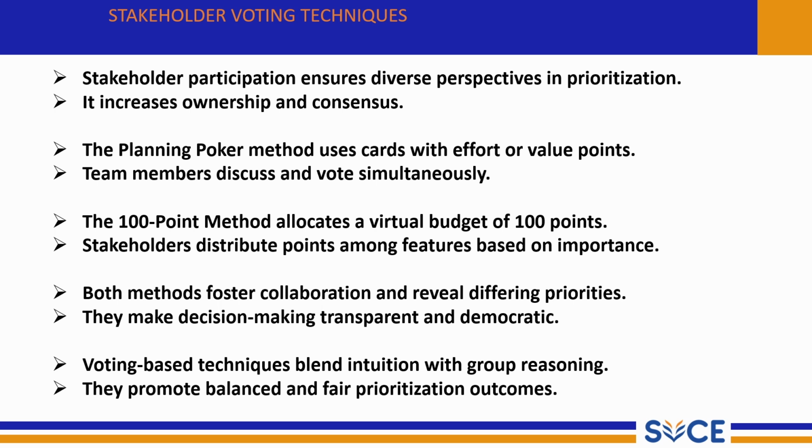Stakeholder participation ensures diverse perspectives in prioritization. It increases ownership and consensus. The planning poker method uses cards with effort or value points. Team members discuss and vote simultaneously. The 100-point method allocates a virtual budget of 100 points. The stakeholders distribute the points among the features based on importance.